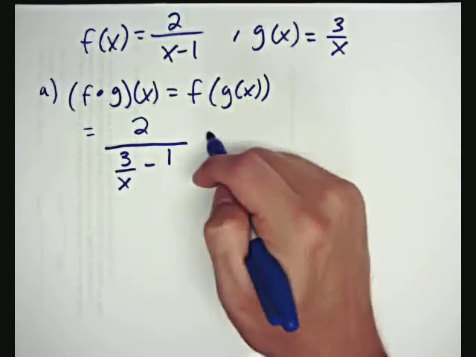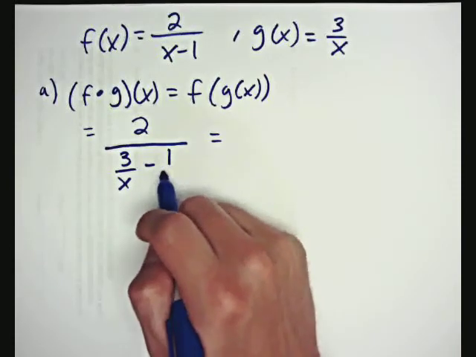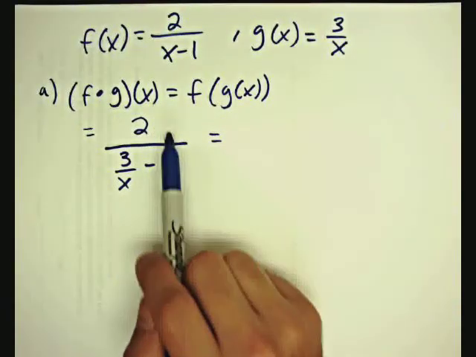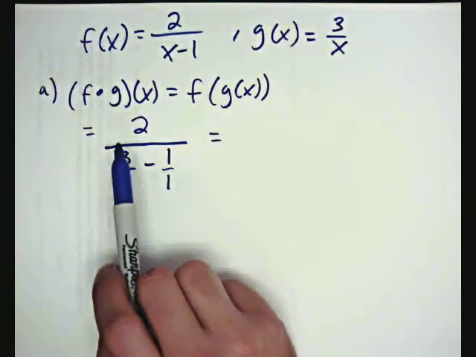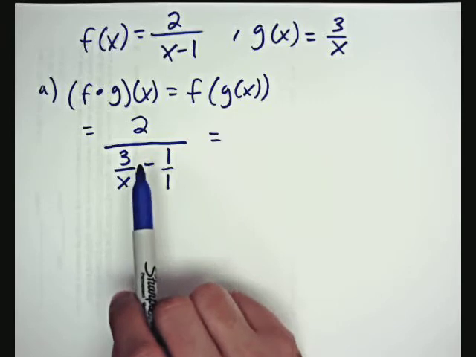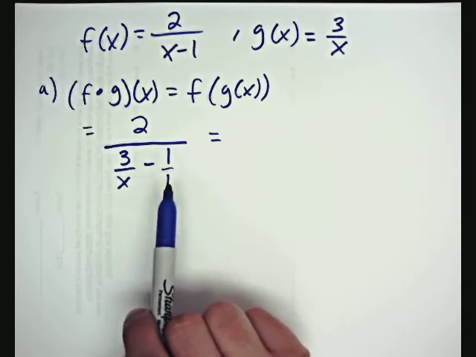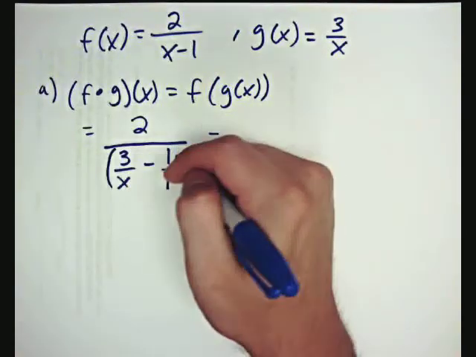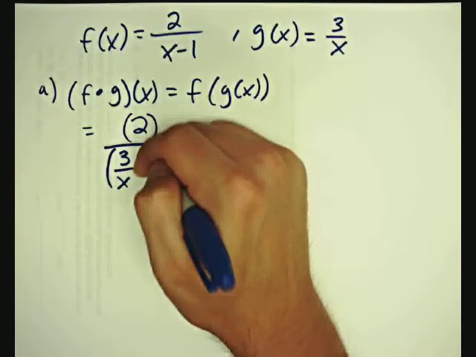Okay, and then we want to simplify this. If it helps, think of this 1 as 1 over 1. Since we have a fraction within a fraction, we want to look in the big denominator and identify the common denominator of these smaller fractions. So x and 1, the common denominator is x. So we want to multiply our big fraction, top and bottom, by x.